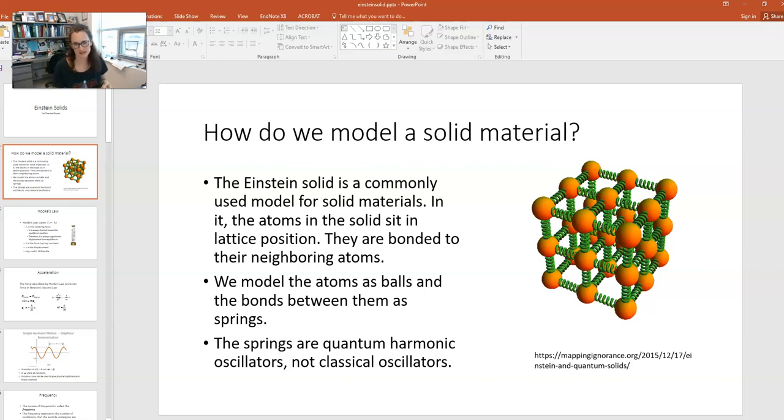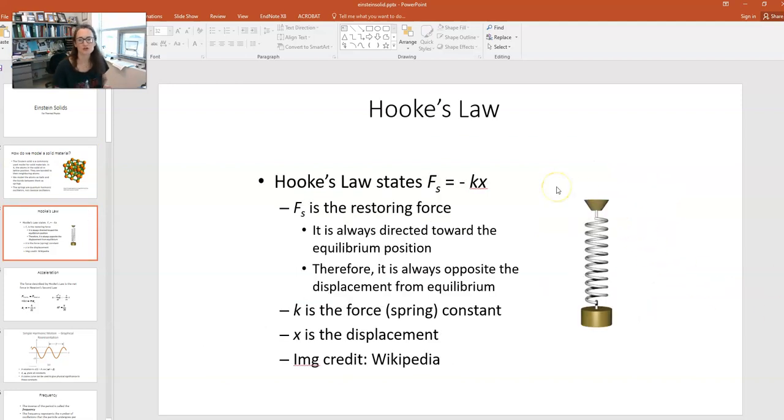Now, the only thing is, these springs are quantum harmonic oscillators and not classical oscillators. So I thought it might be nice to review some of the things that we know about classical and quantum harmonic oscillators so that we're all on the same page with the notation and everything. So first of all, a classical oscillator is governed by Hooke's law, okay?